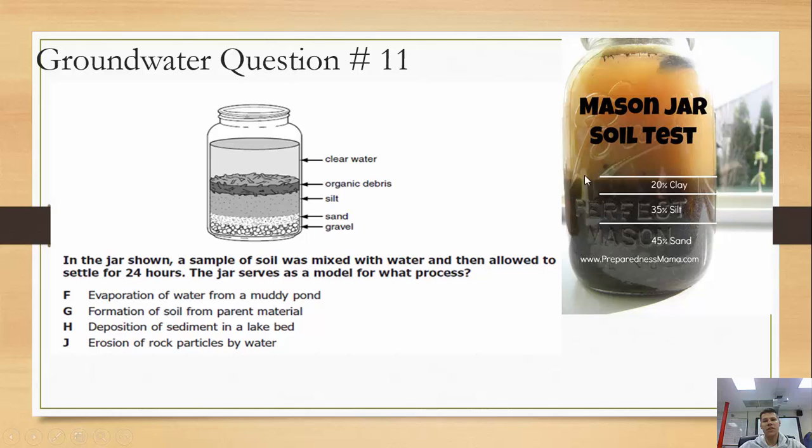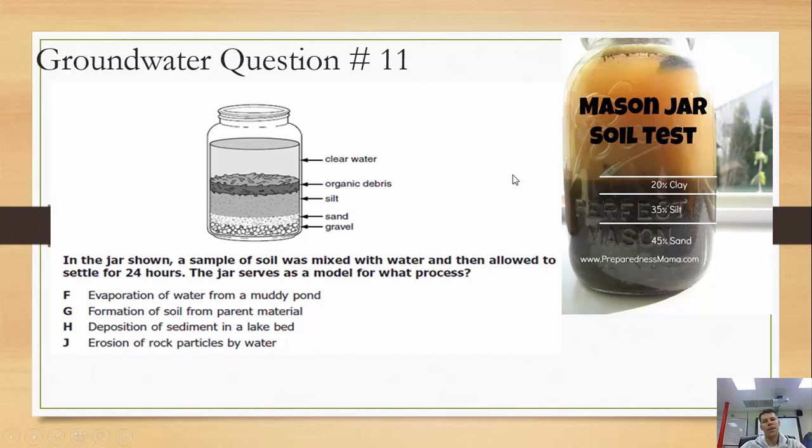And if you let this jar sit for a long, long time, even the finest of the fine particles will eventually make their way to the bottom and the water will clear up. So, in the jar shown, a sample of soil was mixed with water and then allowed to settle for 24 hours. The jar serves as a model for what process?